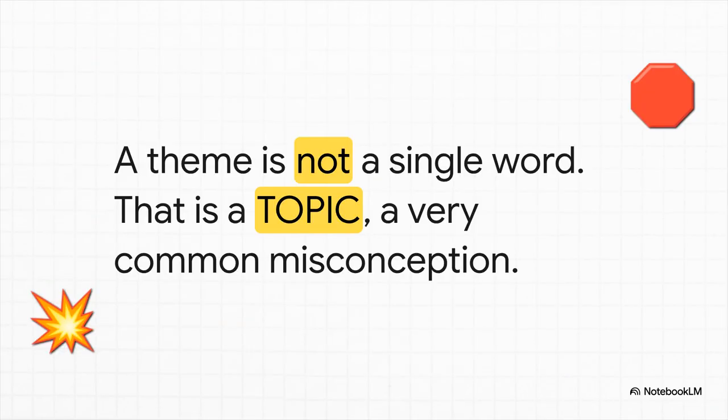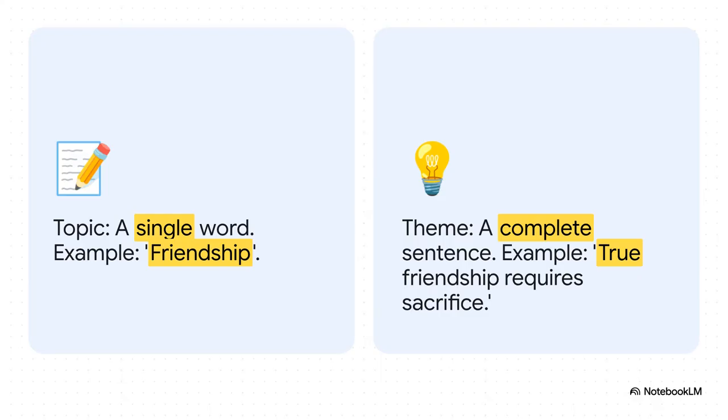Now, this right here is the number one mistake I see people make, and we are going to bust this myth wide open right now. If you ever say the theme is love or war or friendship, you haven't found the theme yet. What you found is the topic. And this shows the difference perfectly. Friendship, that's a topic. It's the general subject. But true friendship requires sacrifice. That is the theme. See the difference? It's a complete, arguable statement that the story is trying to explore. That is what we're hunting for.